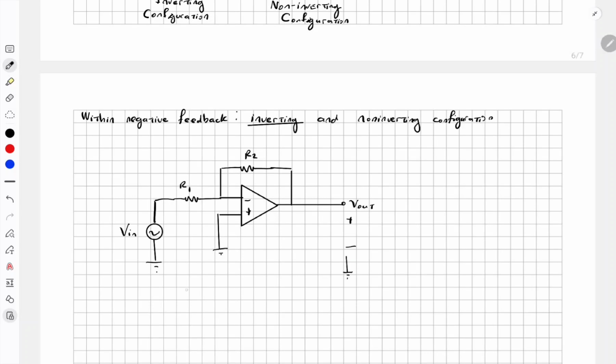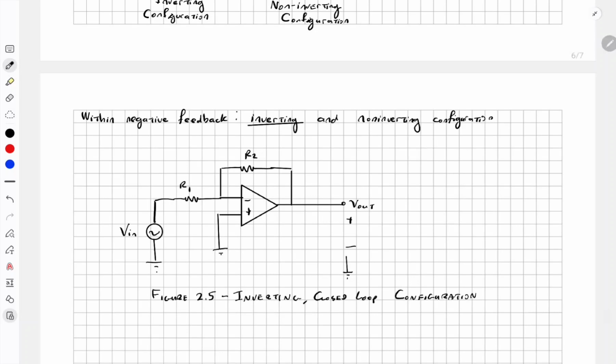This is called, in your textbook, figure 2.5, which talks about the inverting closed loop. Closed loop means it has feedback, and in this case negative feedback configuration. This is an example of inverting configuration.